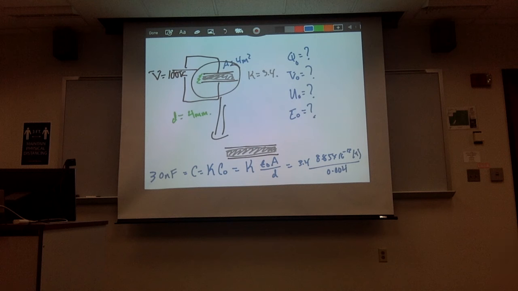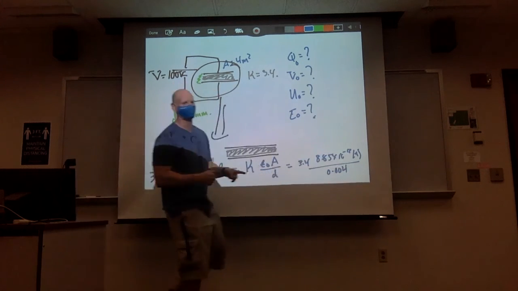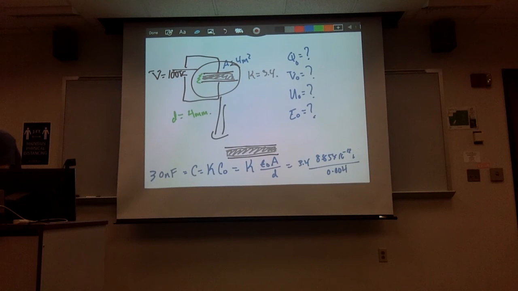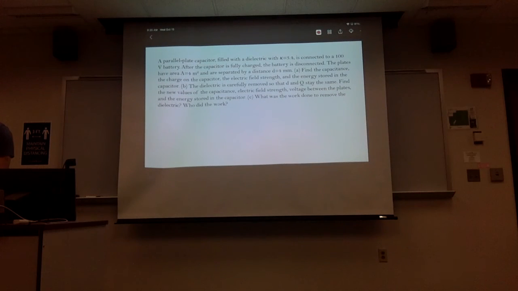What's on the end of that number? I didn't know how much room I had there for us. A little better. Let's see, so what am I looking for? Capacitance, charge on a capacitor.